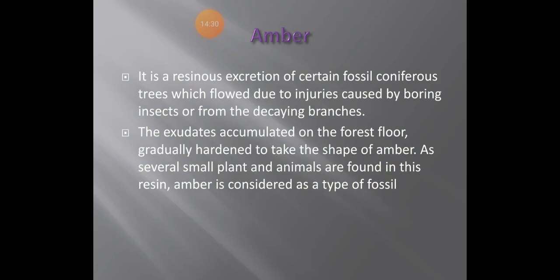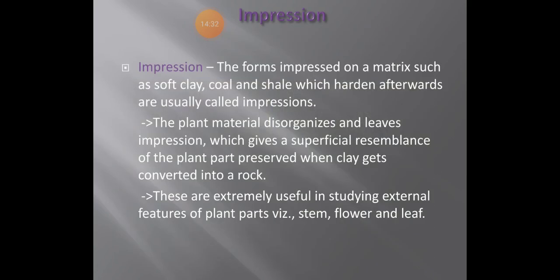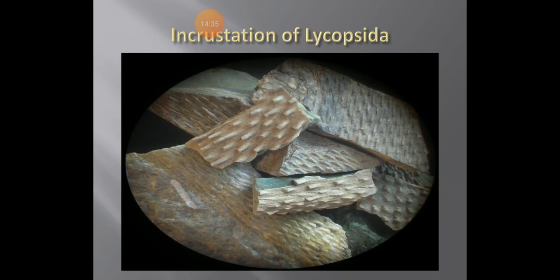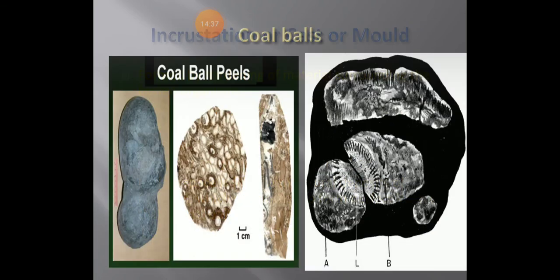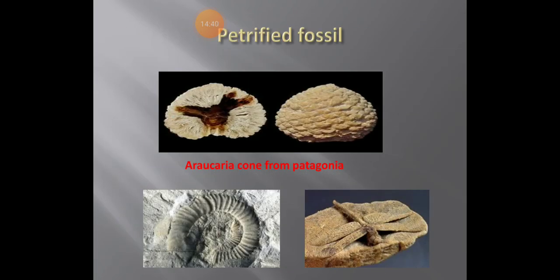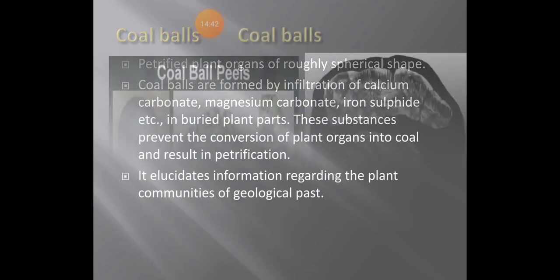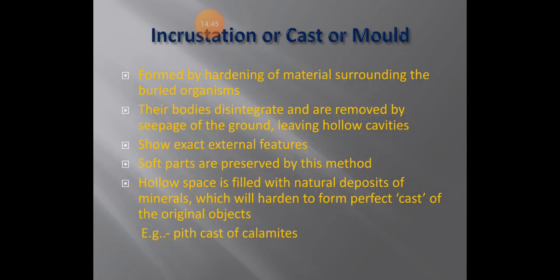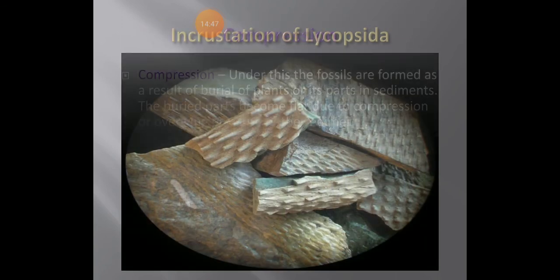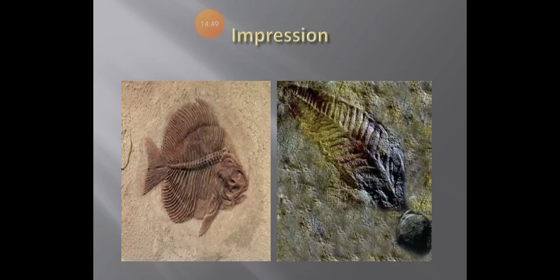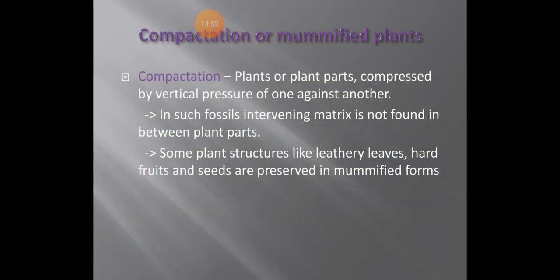So I will just recap the types of fossils. The first one is compression, impression, mold, cast, coal ball and petrification. Petrification, coal balls, and also the cast, mold, and the compression, impression and also the mummified. So these are all the different types of fossils. For example, in the examination you will have a question on how the fossils occur and to explain the types of fossils. So that is what is to be discussed here.